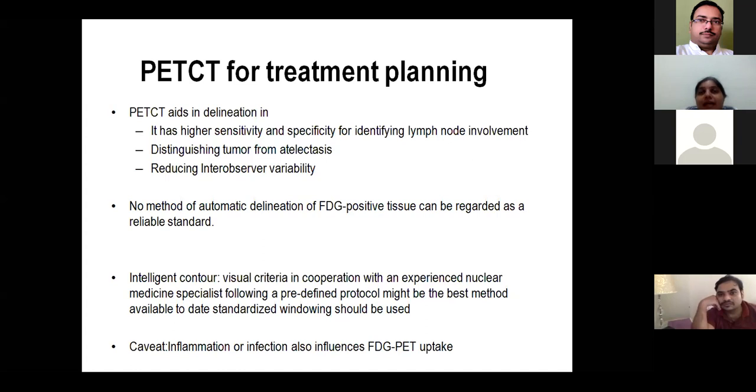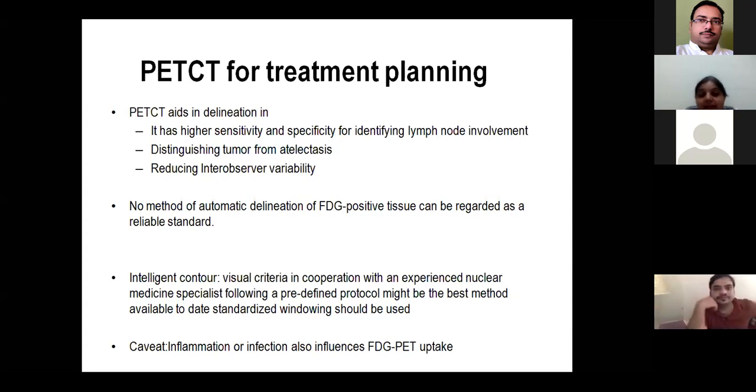And the best way to integrate your PET CT in your planning is to go for an intelligent contour. That is, you have a CT scan and you have a PET acquisition, and you see both images side by side. You see where the PET uptake areas are, especially in the region of the mediastinum. And that region on the CT scan, particularly the mediastinal lymph node region, should be included.